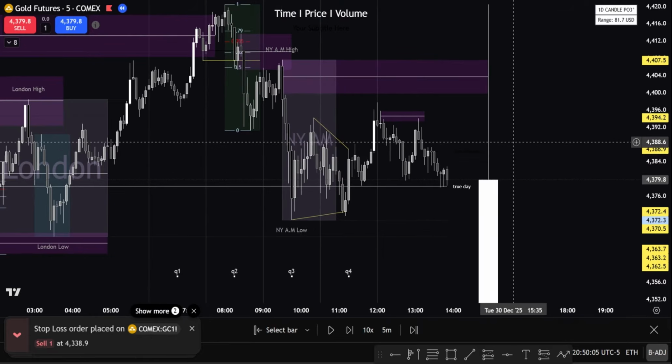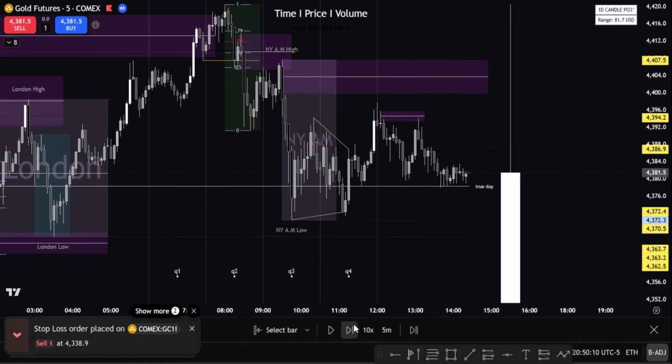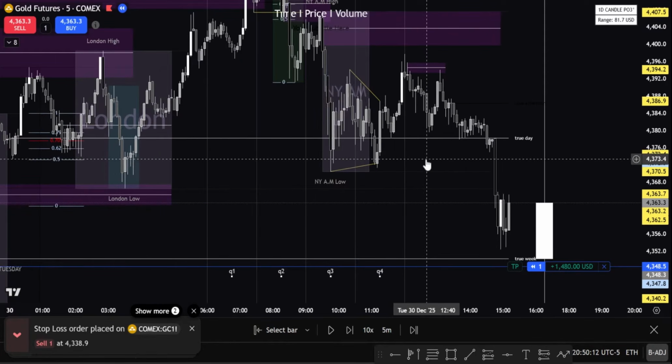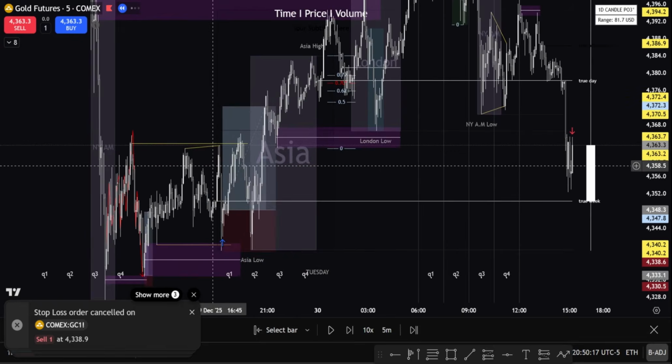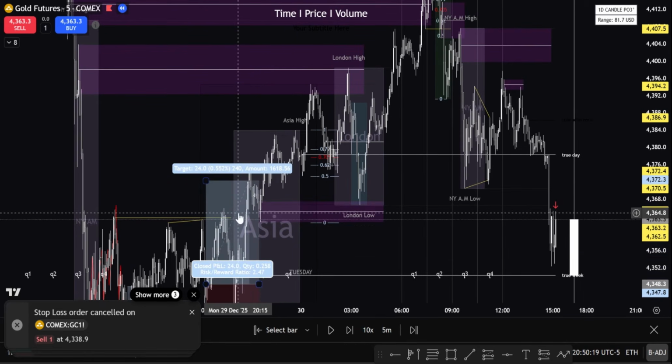We should either take these lows or the highs. I think we're gonna take the highs. We didn't take the highs. Oh, I forgot about this trade. I was still holding, but whatever.